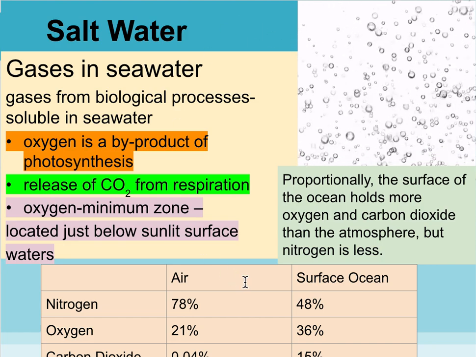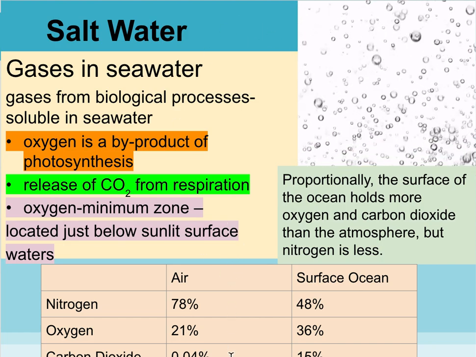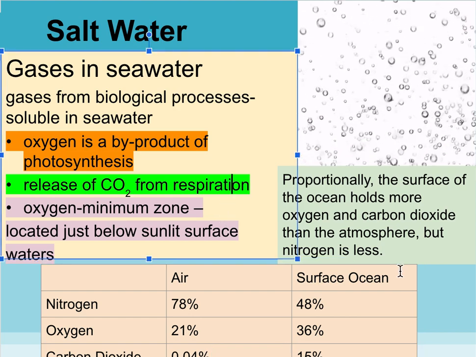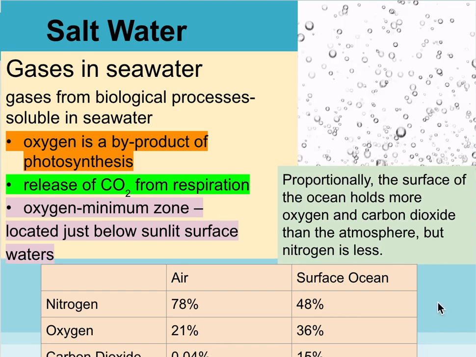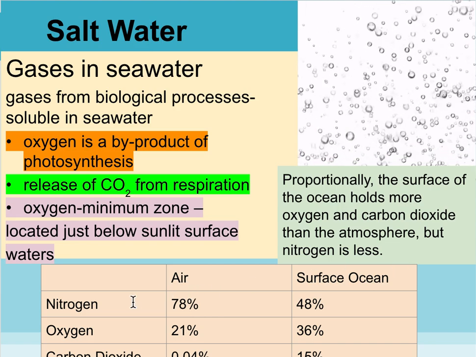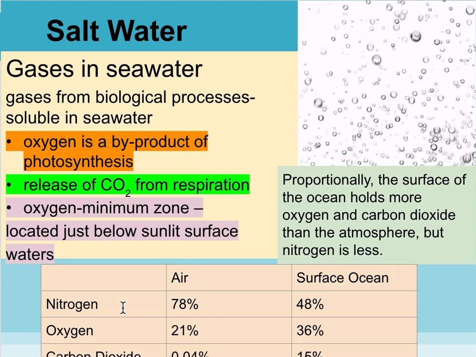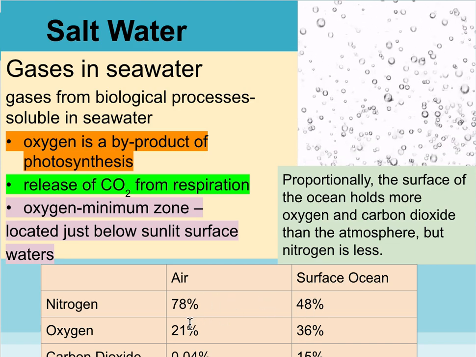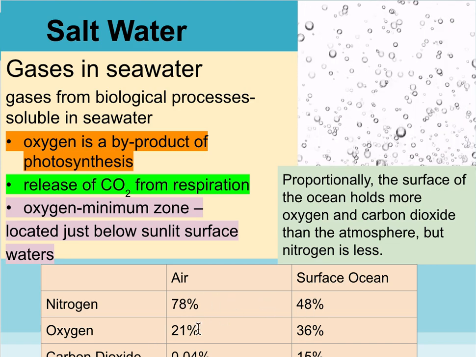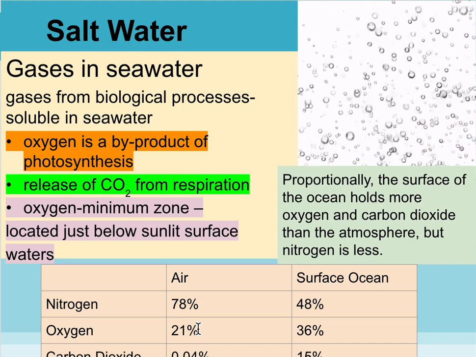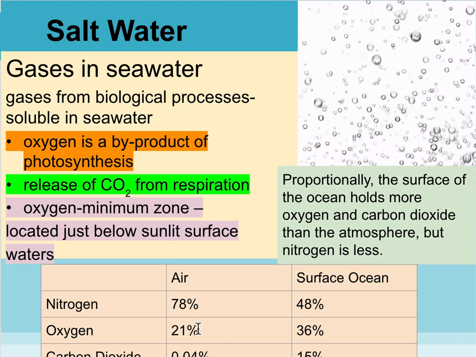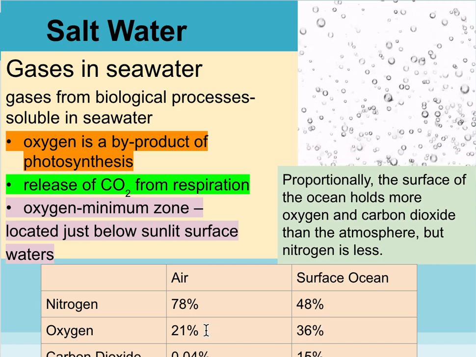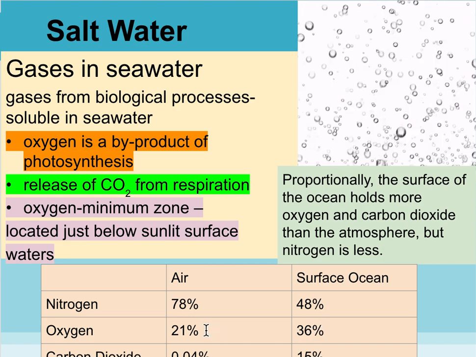Well, interestingly, there's different amounts of gases in ocean water. Specifically for nitrogen, there's a lot more in the air than there is in the ocean water. For oxygen though, it's opposite. There's actually more oxygen in the ocean water than there is in our air. And I know that seems hard to believe, but that's actually true.